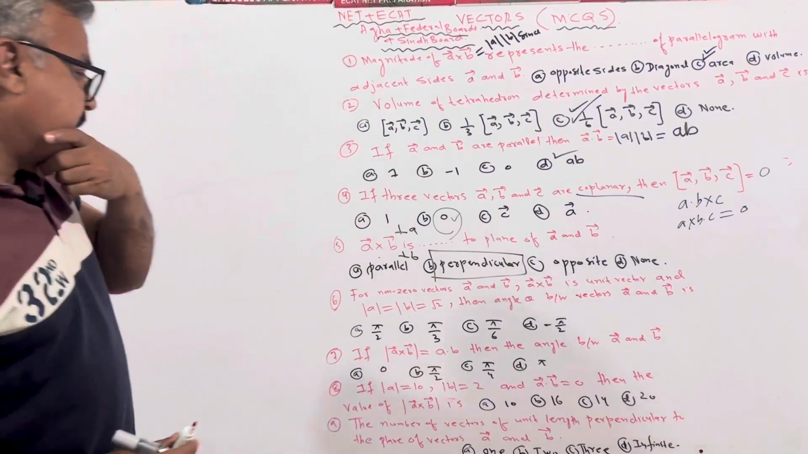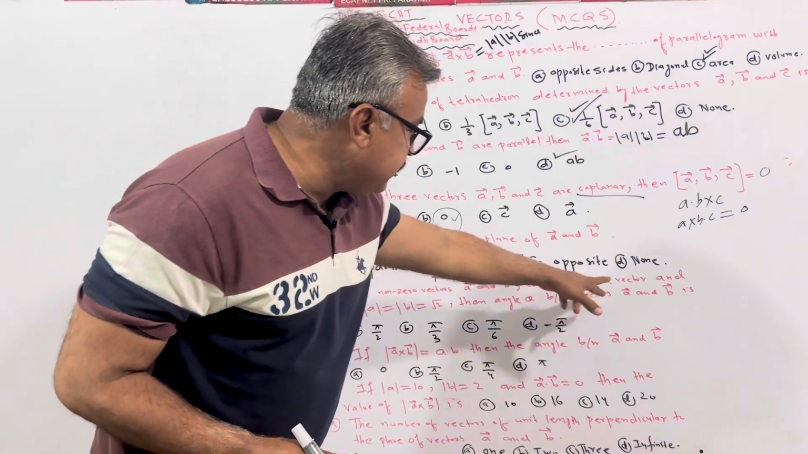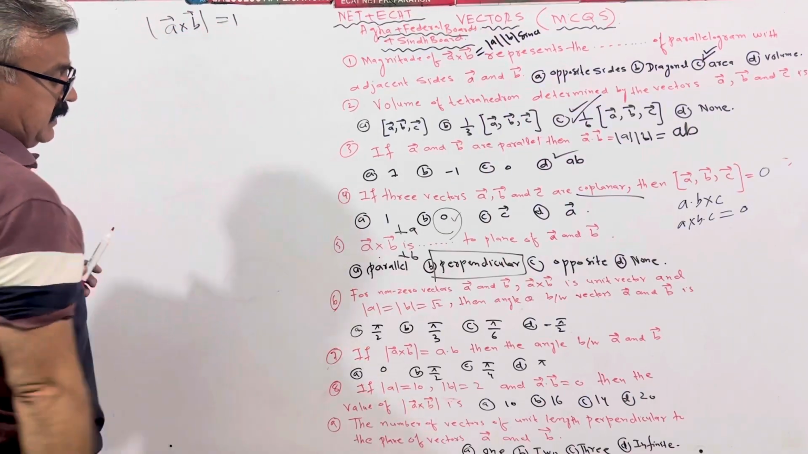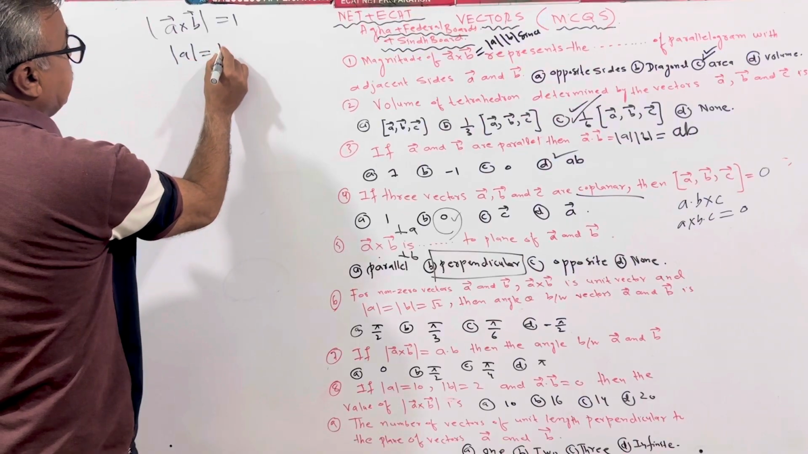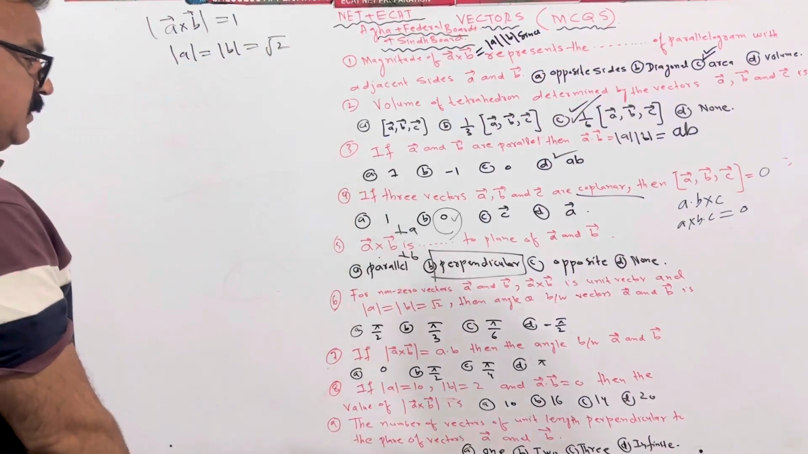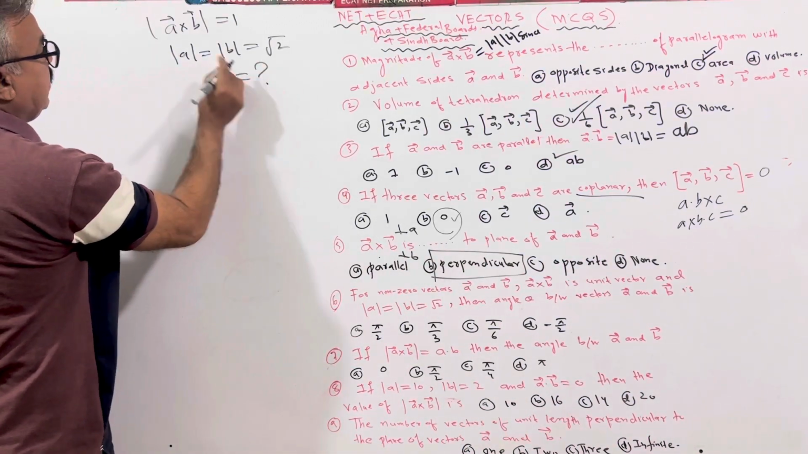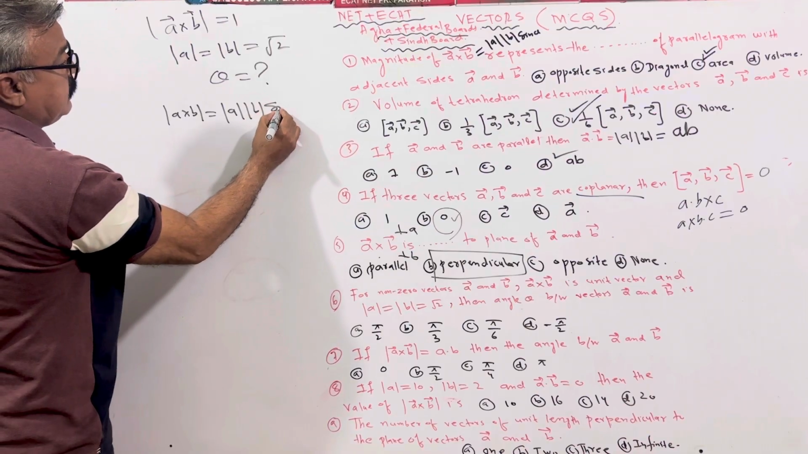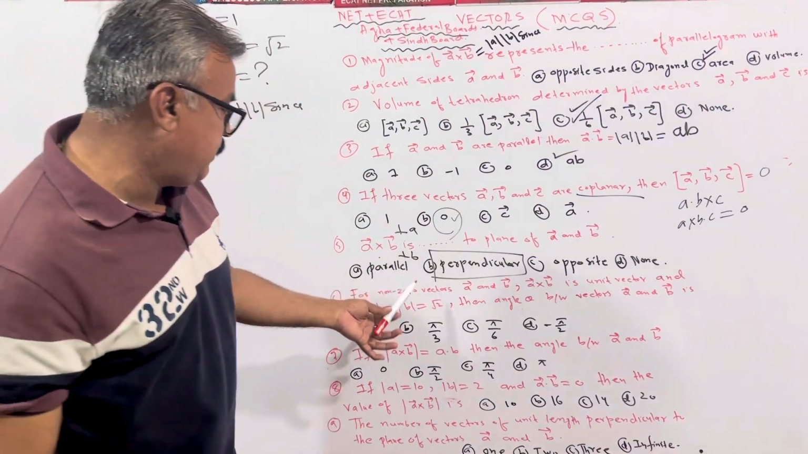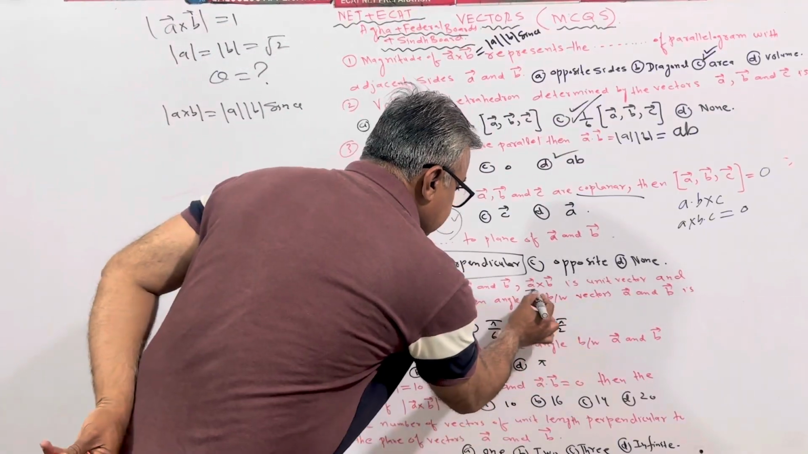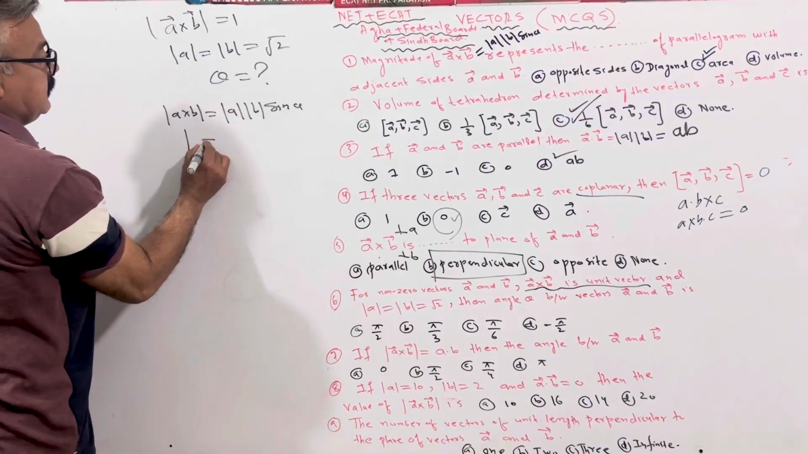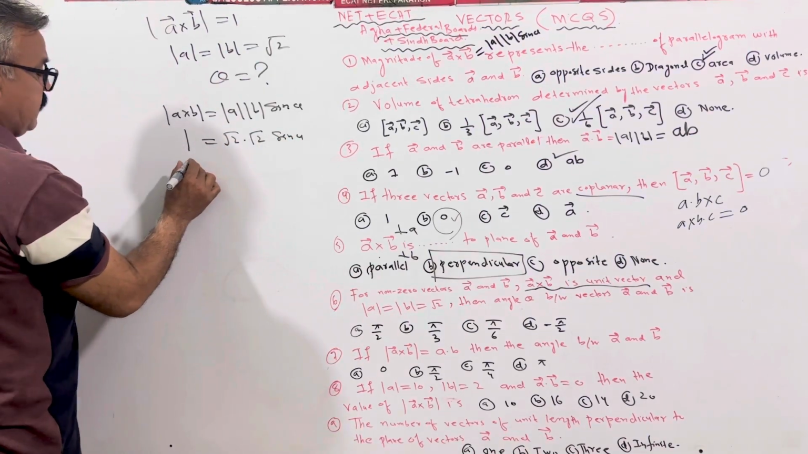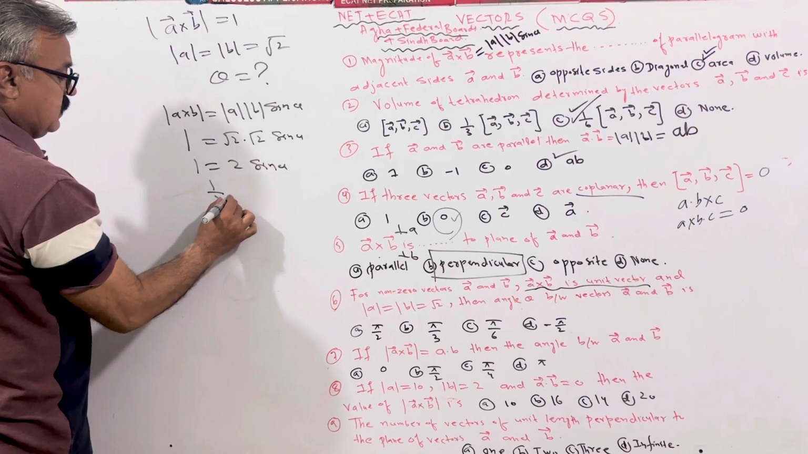Now question number 6. For non-zero vectors A and B, A cross B is a unit vector. It's given to us that the magnitude of A cross B is unit, and furthermore, magnitude of A and magnitude of B both are equal to square root 2. Then we are asked to find the inclination angle. Utilize cross product. A cross B magnitude is equal to mod A mod B sine theta. It is equal to 1. Their magnitude is under root 2, that's also under root 2 sine theta. Root 2 times root 2 becomes 2 sine theta. So 1 over 2 is our sine theta.